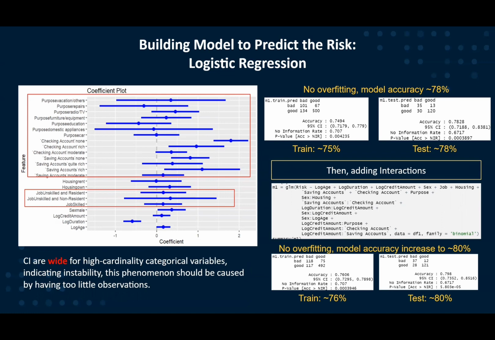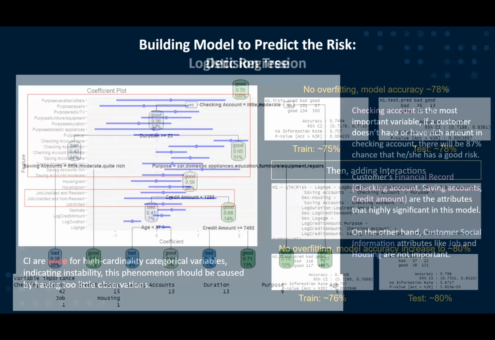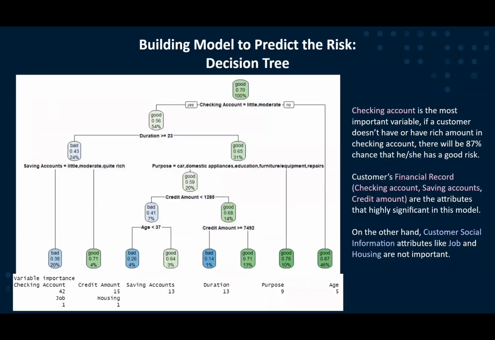And then we tried to add all those interactions we concluded from exploratory data analysis. And we managed to increase the model accuracy to 80% after adding those interactions. And then we switched to a tree-based model. We used a decision tree model as our first one.